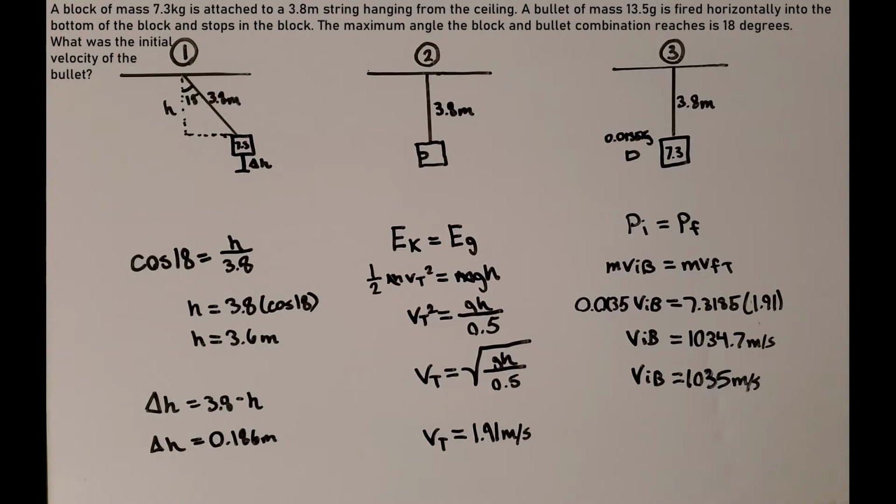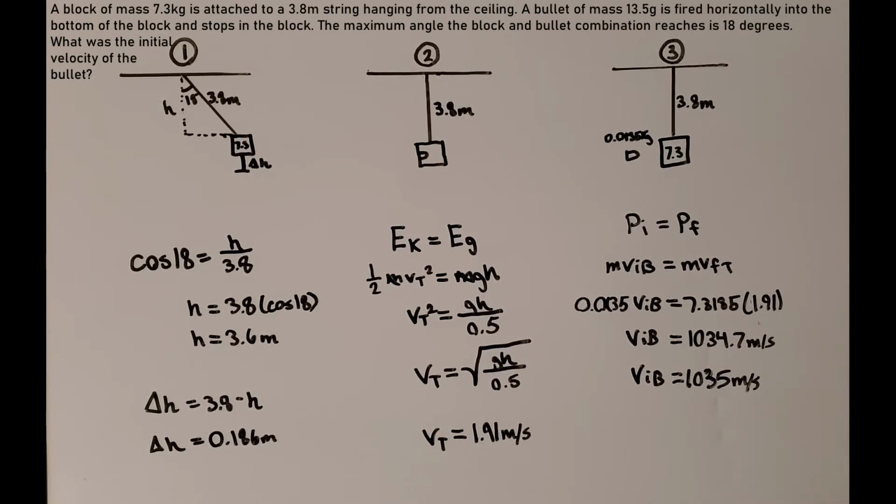Now time for question 3, the mastery question, the hardest one of them all. The question is, a block of mass 7.3 kilograms is attached to a 3.8 meter string hanging from the ceiling. A bullet of mass 13.5 grams is fired horizontally into the bottom of the block and stops in the block. The maximum angle the block and the bullet combination reach is 18 degrees. What was the initial velocity of the bullet?